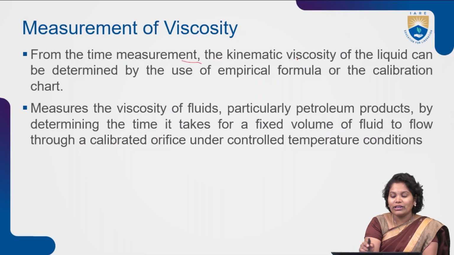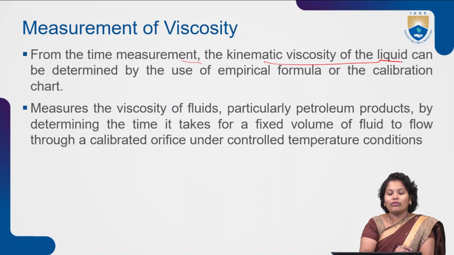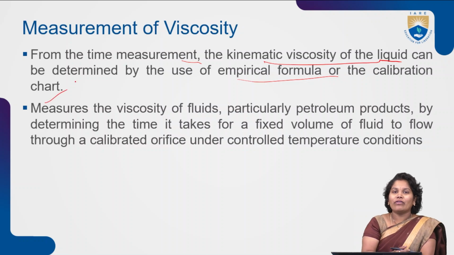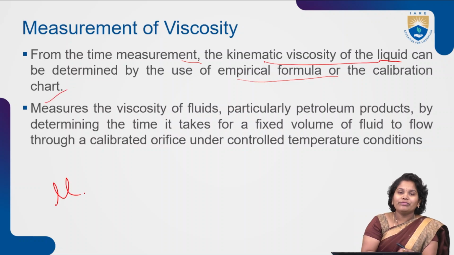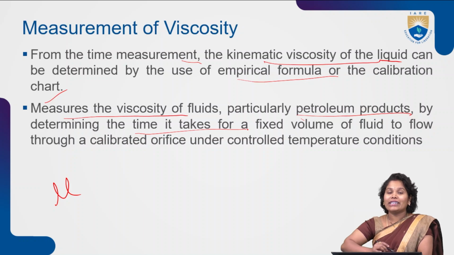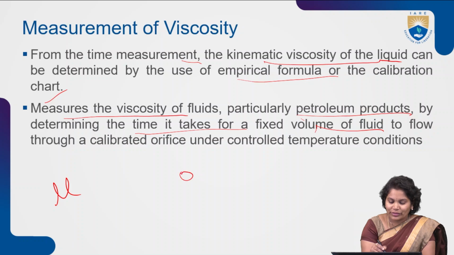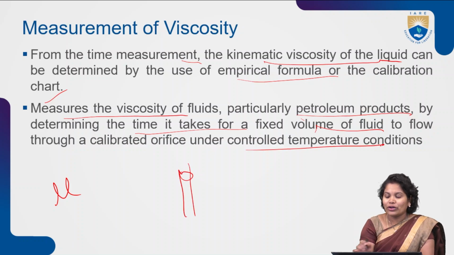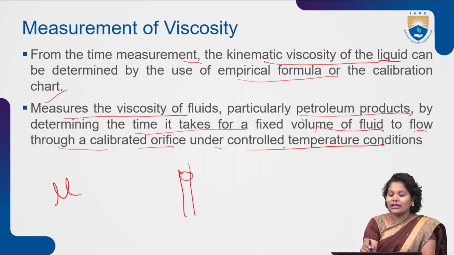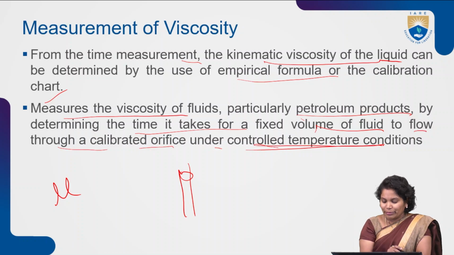From the time measurement, the kinematic viscosity of the fluid can be determined by using empirical formulas or calibration charts. By using this, we can find out the viscosity of the fluid. This is used for measuring the viscosity, particularly of petroleum products, by determining the time it takes for a fixed volume of fluid to flow through a calibrated orifice under controlled temperature conditions.